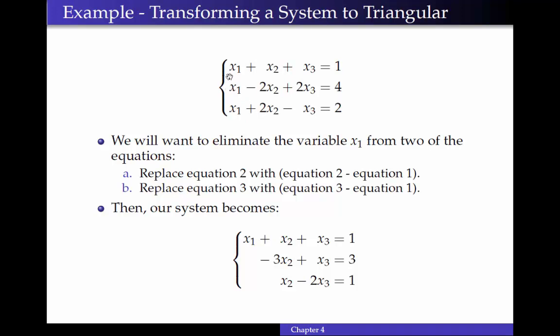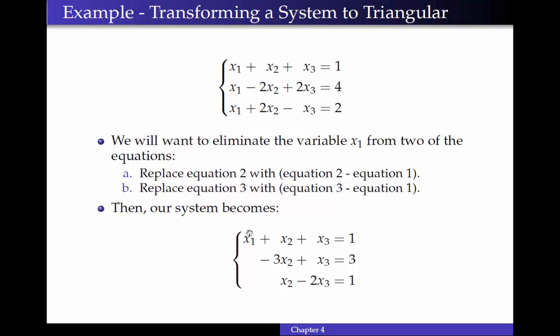So we'll start on the left-hand side, and I want to eliminate the variable x1 from the bottom 2 equations. And I can do that by replacing the second equation with the second equation minus the first. So I'm going to subtract the first equation from the second equation. And I'm going to do the same thing with the third equation. Subtract the first.